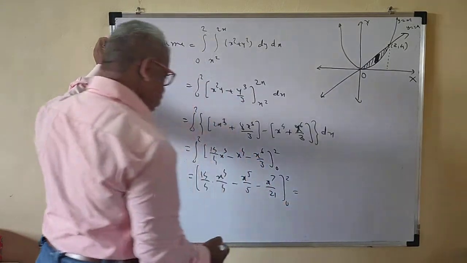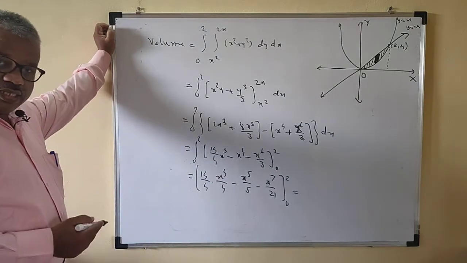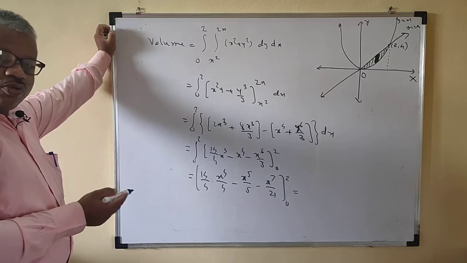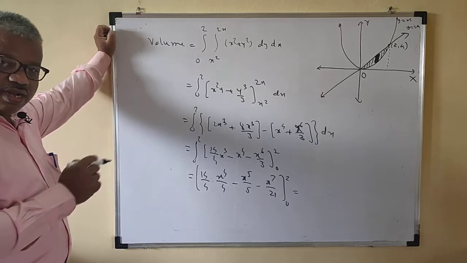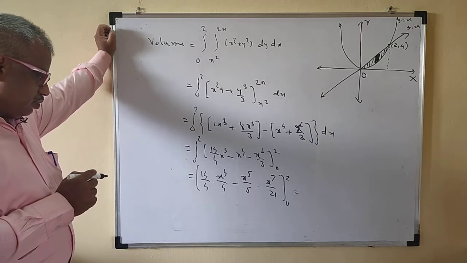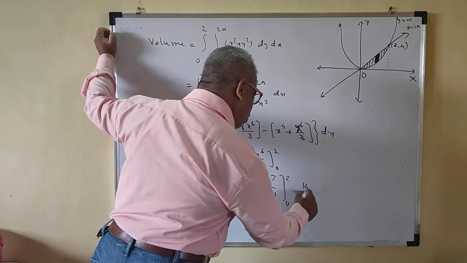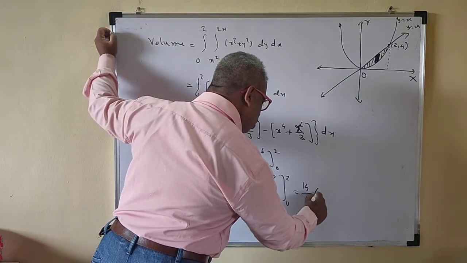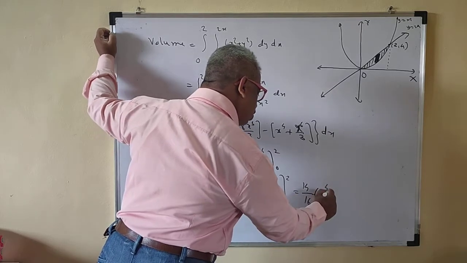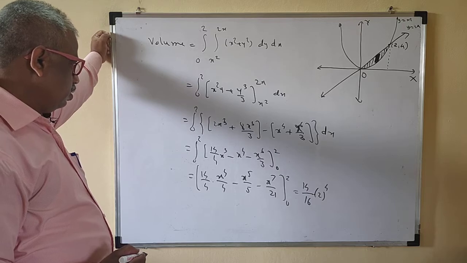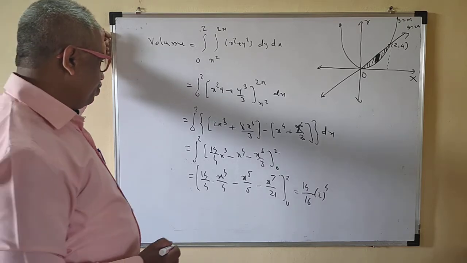Now what we have to do is put x equal to 0 as the lower limit. First we put the upper limit, and then if you put the lower limit, everything is 0 because each term contains x. So now we will put the upper limit. This is 14 by 3 times 2 to the power 4 upon 4.